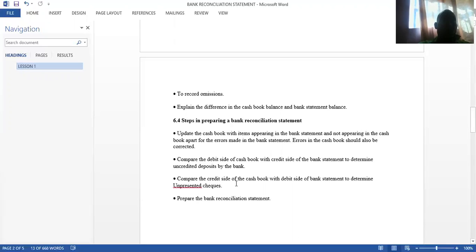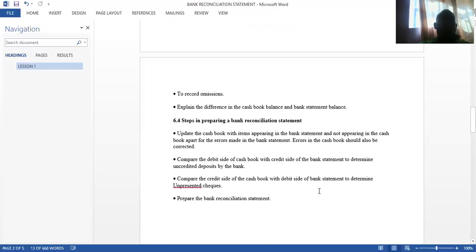Compare also the credit side of the cash book, which we normally call the payment, and the debit side to determine the unpresented. Again here, once the bank makes payment on your behalf, or once you write a check for a particular payment, we normally say your account has been debited. So a debit in the bank is the same as the credit in the cash book. Credit side of the cash book is the payment, while the debit side of the bank statement is for the payments. So the two will be compared to determine the unpresented checks. Remember, the unpresented checks, we said they are checks that have been paid by the business.